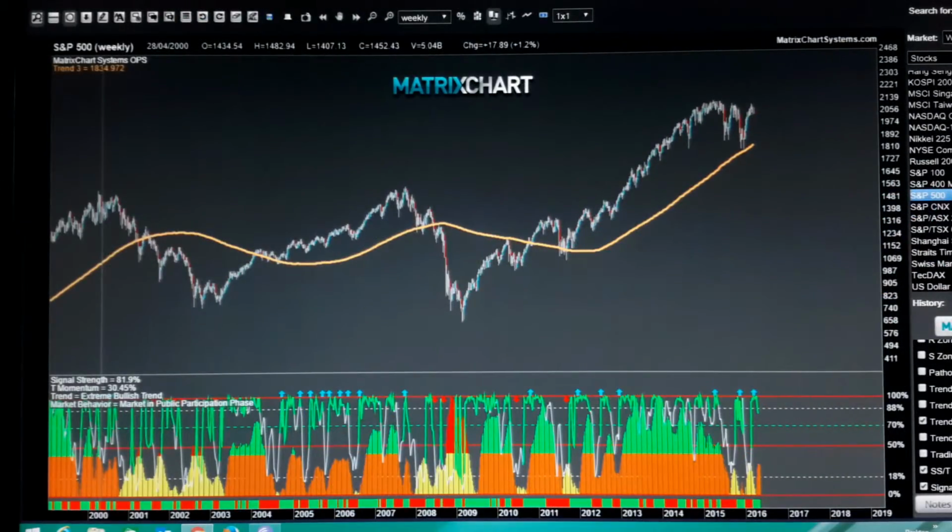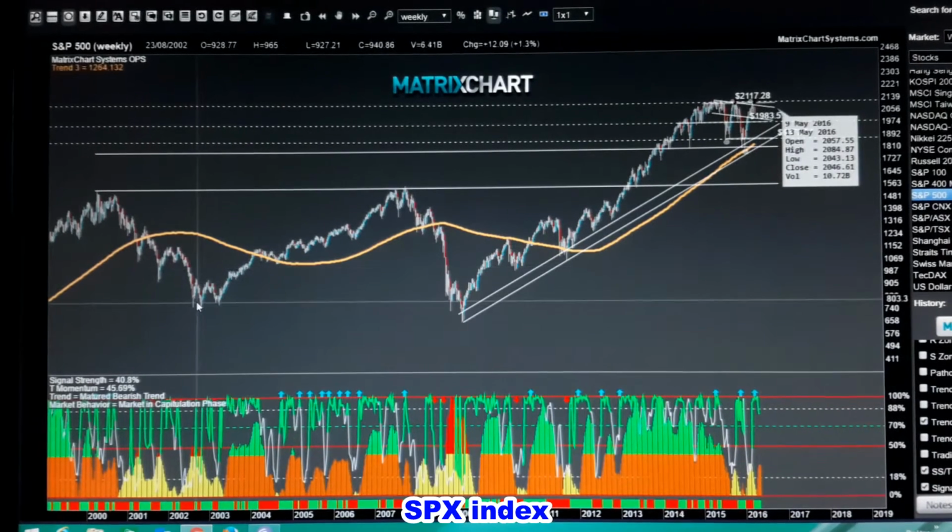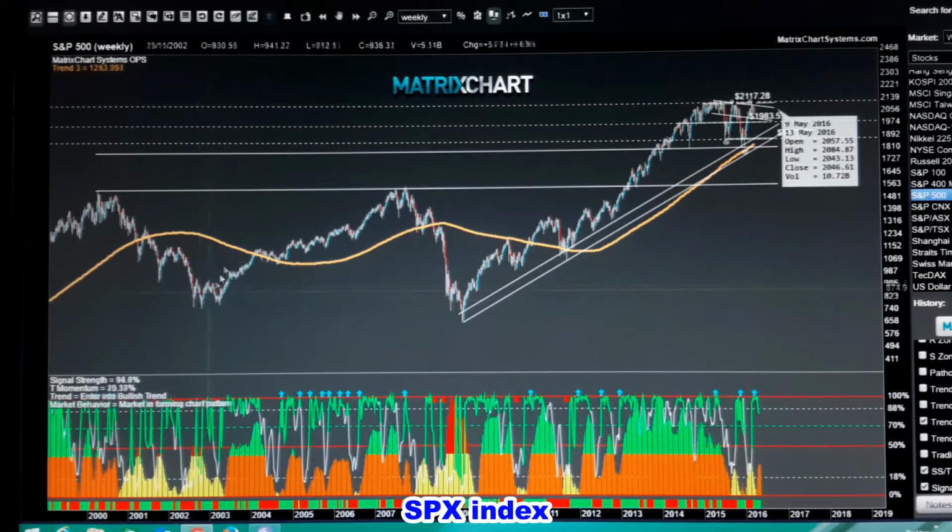Now we take a look at the S&P 500 index. I have set up the long time frame. As you can see, it's a solid major uptrend. Let's take a look at the closer detail. I have set up the trend line. As you can see over here, there is one major support trend line as well as here.